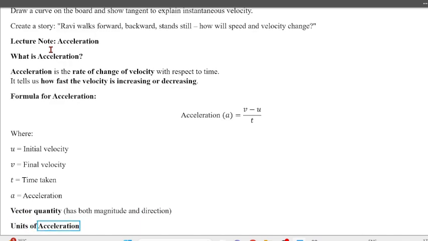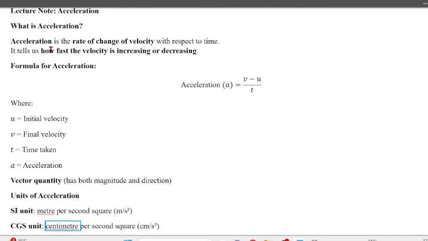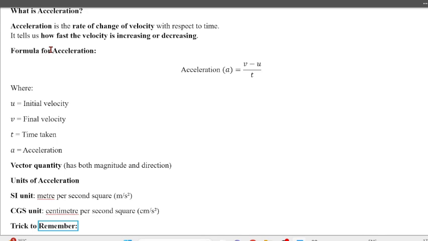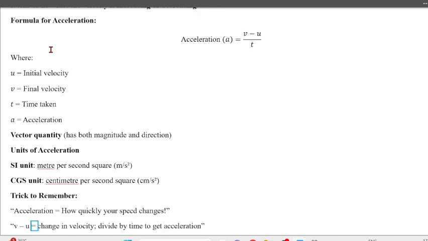Units of acceleration: SI unit, meter per second squared, m/s². CGS unit, centimeter per second squared, cm/s². Trick to remember: acceleration is how quickly your speed changes. V minus u is the change in velocity, divided by time, to get acceleration.